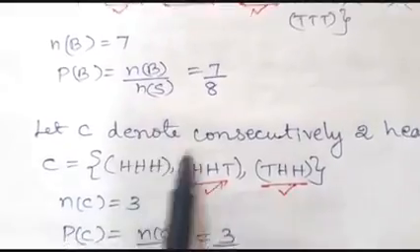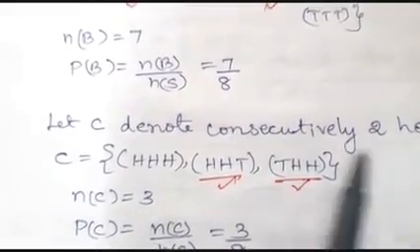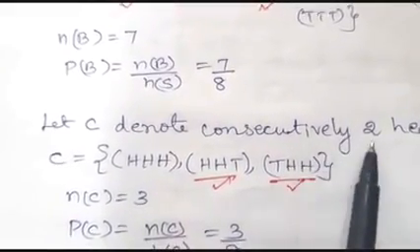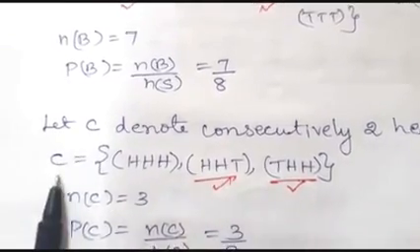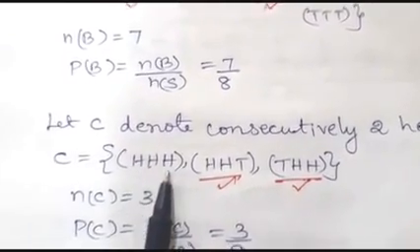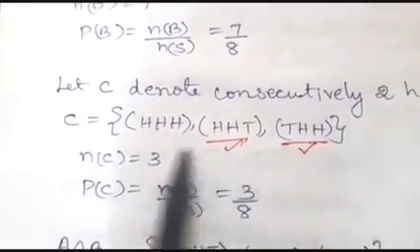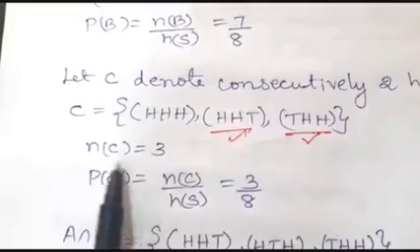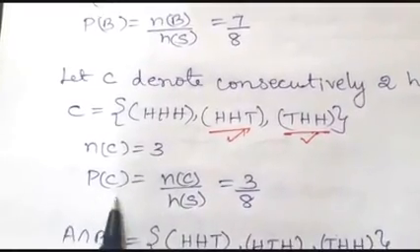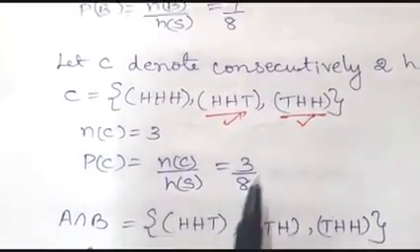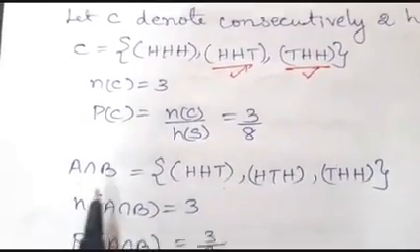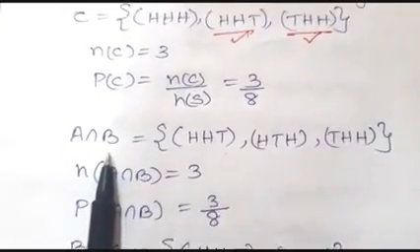Let C denote consecutively 2 heads. That means consecutively, continuously there should be 2 heads. C is equal to HHH, HHT, THH. Here we get continuously 2 heads. So n of C is equal to 3. P of C is equal to n of C by n of S, 3 by 8. A intersection B. Common element between A and B.